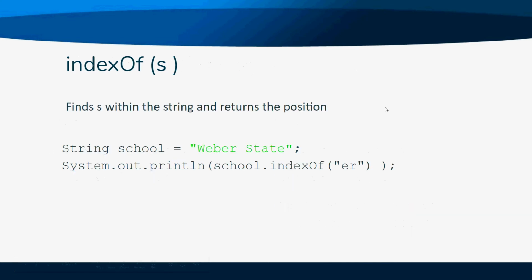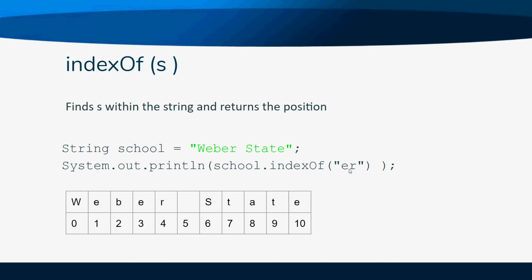Okay, indexOf does the exact opposite of what we're just talking about. A substring takes in a number and returns back a string. This takes in a string and returns back a number. So here's indexOf. Let me bring up my little chart again. It's trying to find ER. So it comes in and says, oh, there is ER right there. It's going to return back the number that's at that particular position. So it's going to print out 3 because ER starts at position 3.